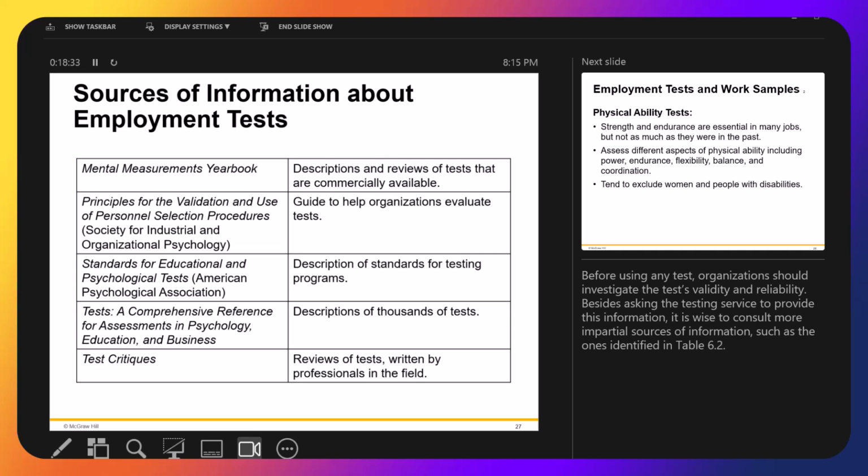So here are some sources you can read on your own at your leisure. Sources of information about employment tests.